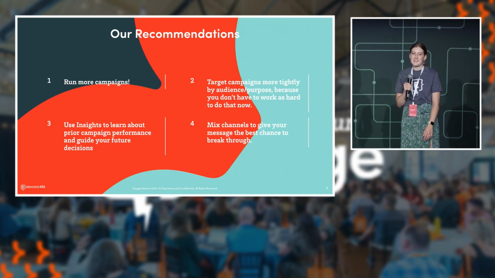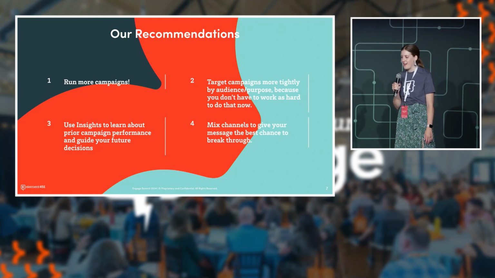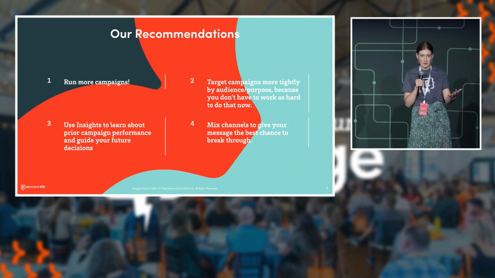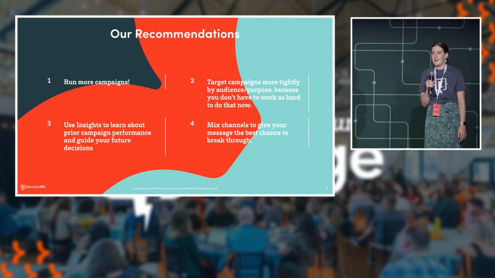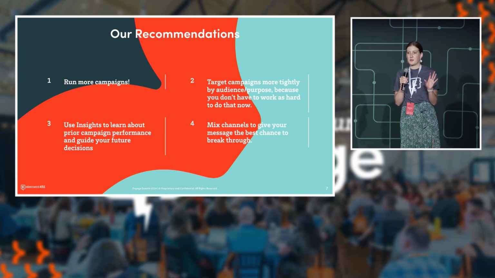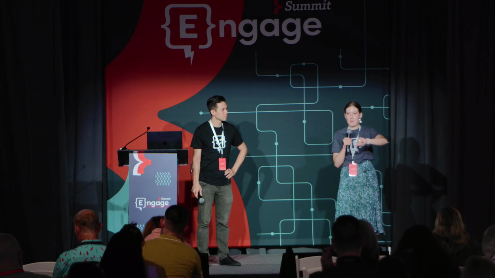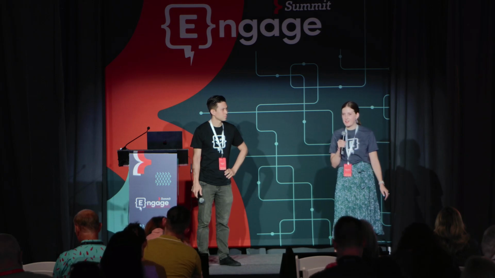And then the last one is to mix your channels to give messages the best chance to break through. I was saying earlier, I avoid my inbox like the plague sometimes because those promotional emails are overwhelming. But when I get a text message, I think it's one of my friends, and I will flip my phone over immediately. I'll look at my watch and make eye contact with that message. So by sending different variations, you might just get that student at the right time where they're like, oh, I'm going to actually look at this right now.